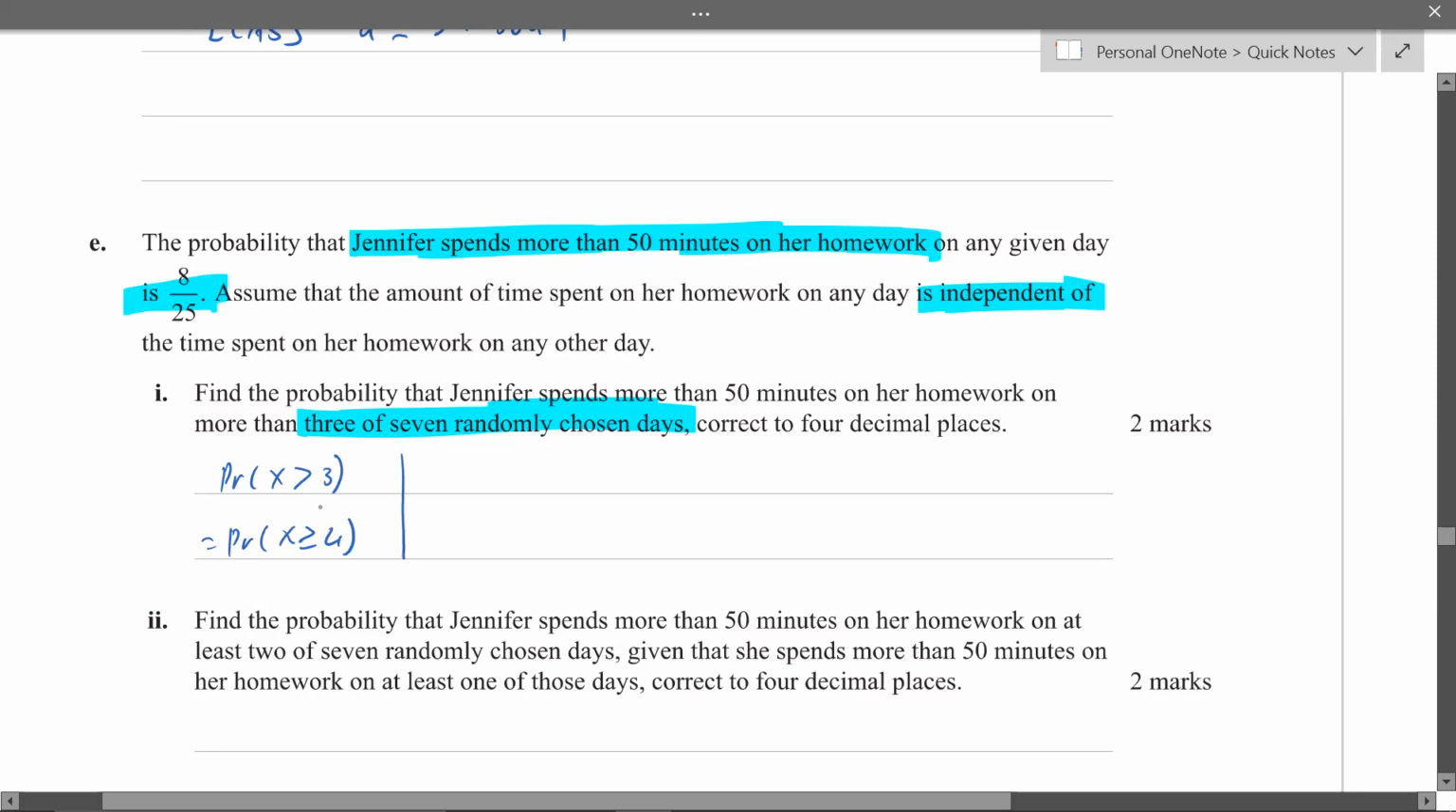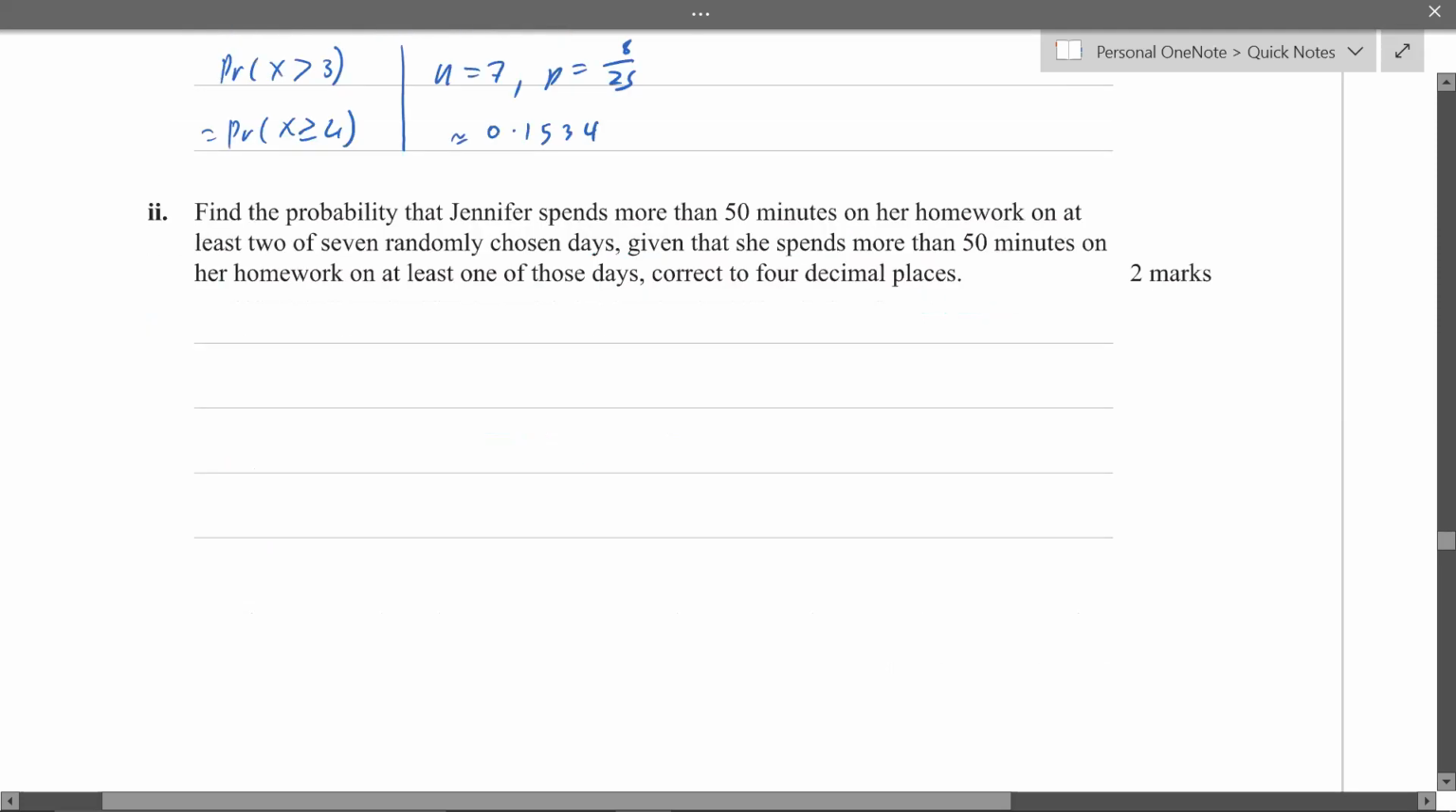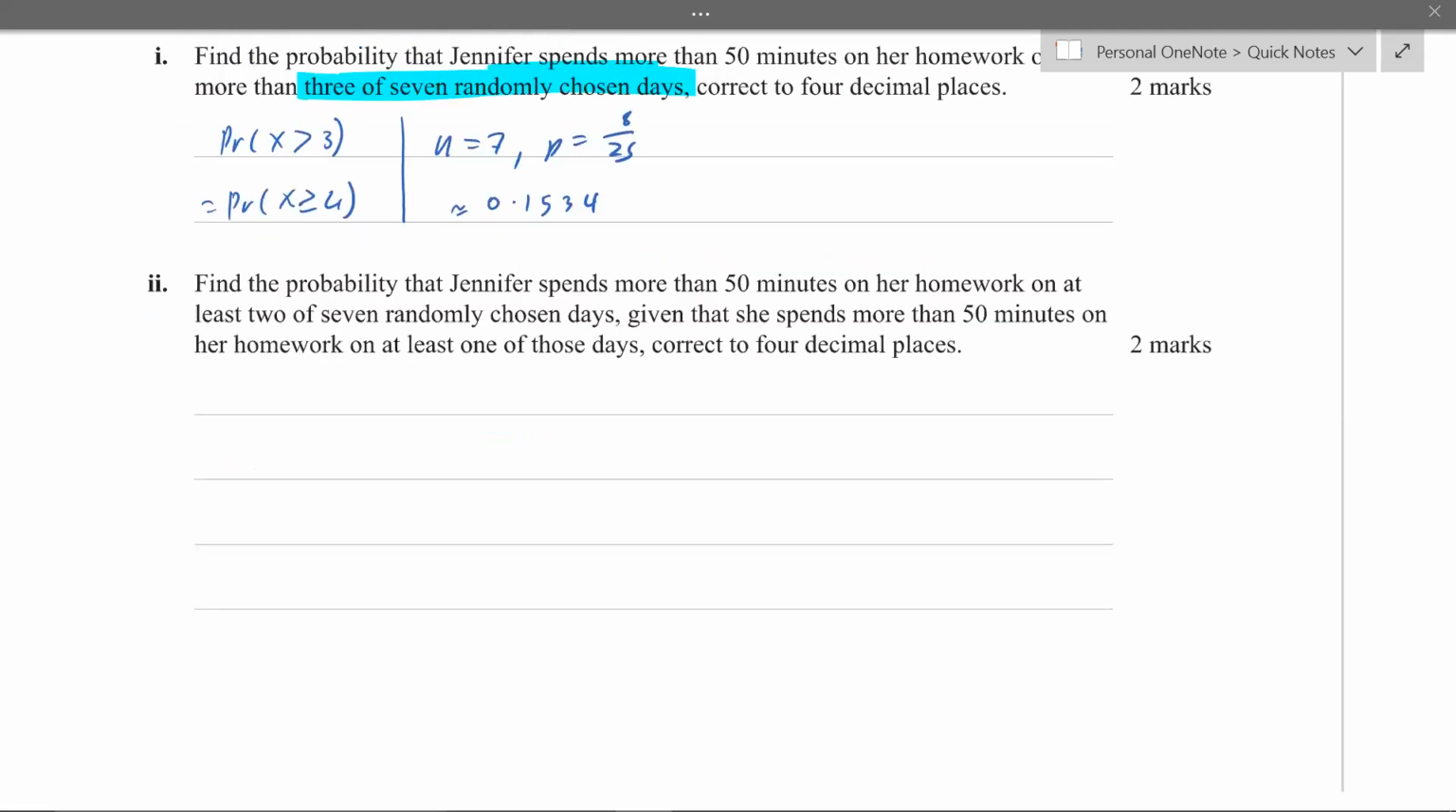This is only possible in binomial, because in continuous you might have 3.1, 3.2, etc. But for binomial, we know it's either 3 days or 4 days, so you can ignore the decimals in between. Just put this into your CAS, n equals 7 and p equals 8 on 25, and you should get 0.1534.